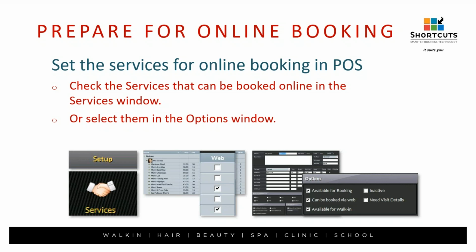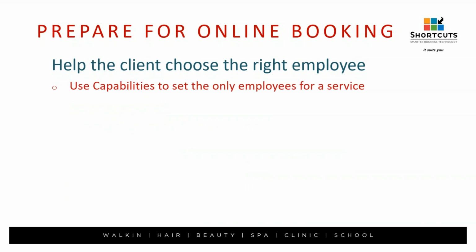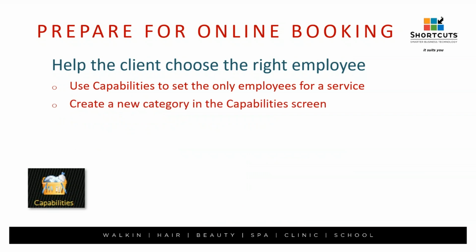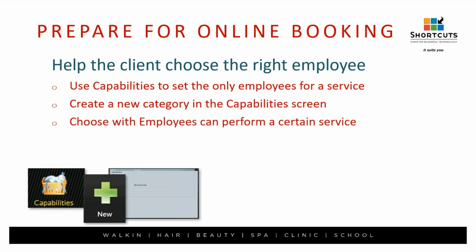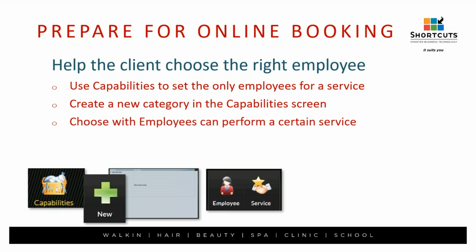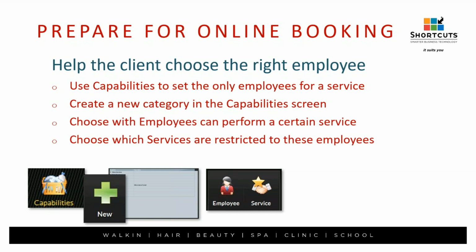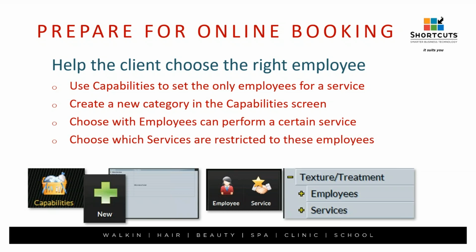So enabling the services, that's the first thing you want to do if you're going to allow customers to make appointments with you online. The second thing you want to do is in some locations, certain barbershops, certain salons, certain spas, not everybody on staff performs all of the services. So when you need to help the customer filter out who is available for which specific service, that's when you want to use capabilities.